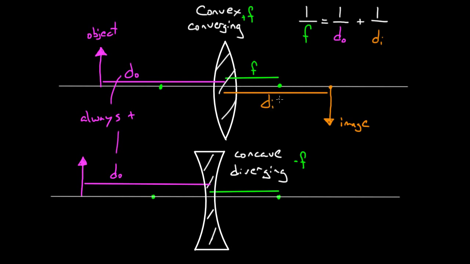Here's the tricky one, so be careful. Image distance will be positive if the image is on the other side of the lens from the object. One way to remember it is image distance will be positive if it's on the opposite side of the lens as the object. Or, the way I like to remember it, if you're using this lens right, your eye should be looking through the lens at the object.